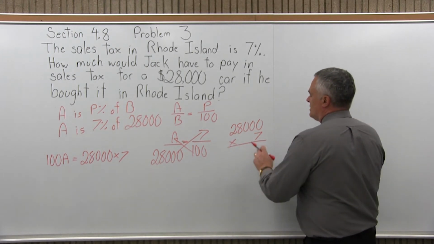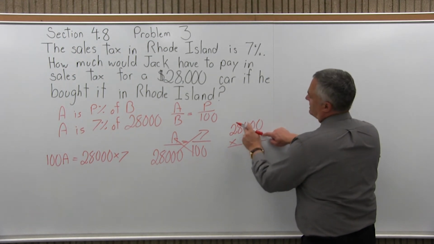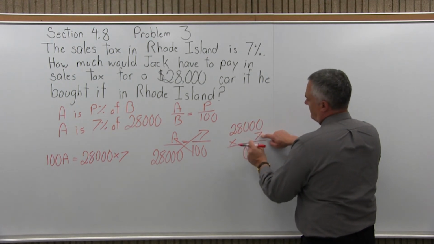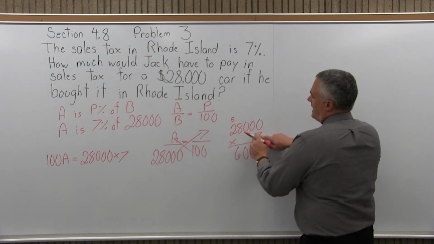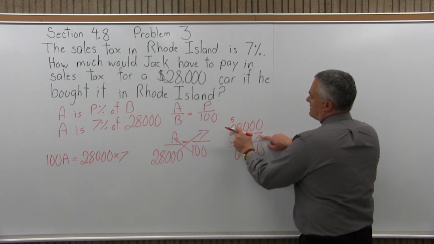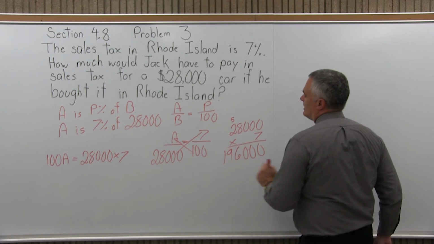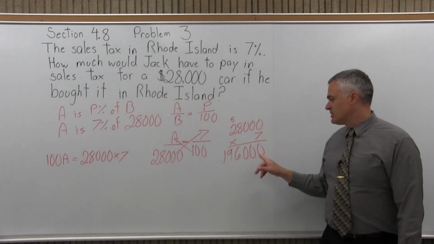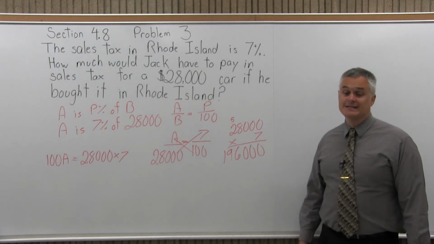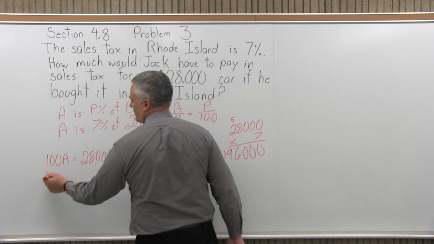times 7. So 7 times 0 is 0. 7 times the next 0 is also 0. 7 times the next 0 is 0 again. Then 7 times 8 is 56. So for 56, you write the 6, carry the 5. And then 7 times 2 is 14, plus the 5 that we carried. 14 and 5 more is 19. And there's no decimal in my multiplication, so I don't have to adjust the decimal in the answer. I have 196,000.